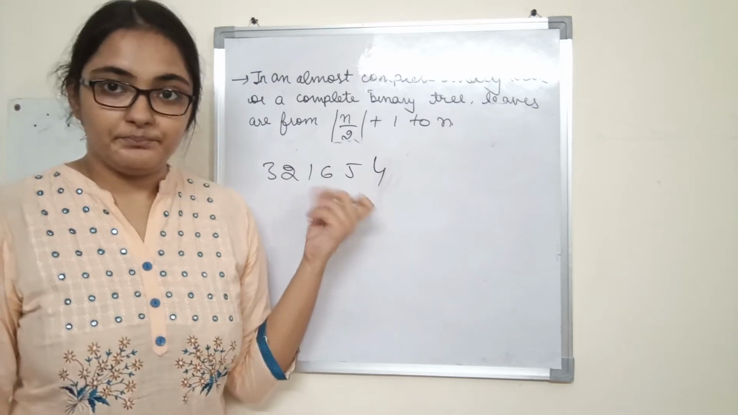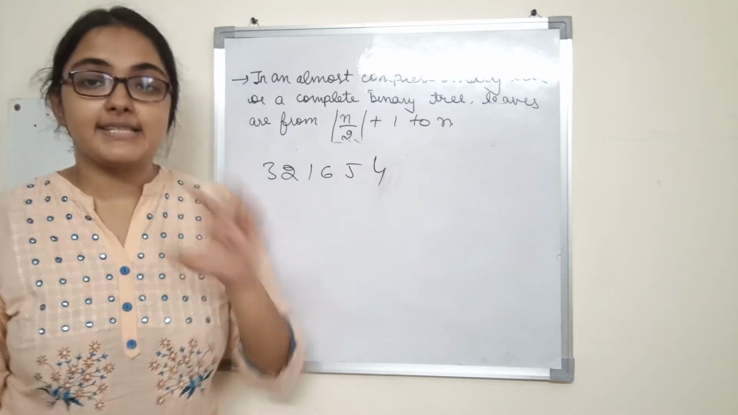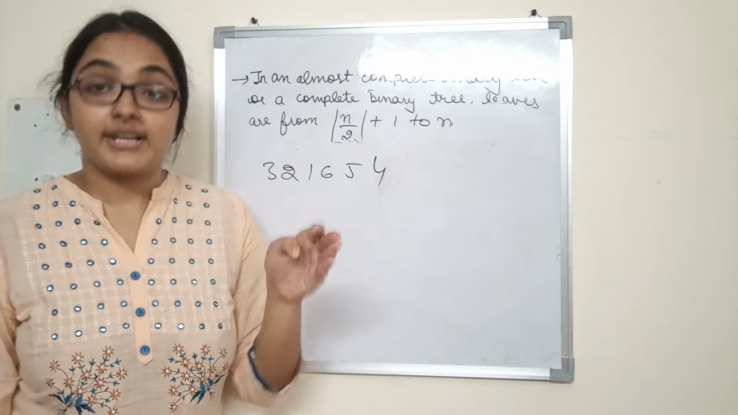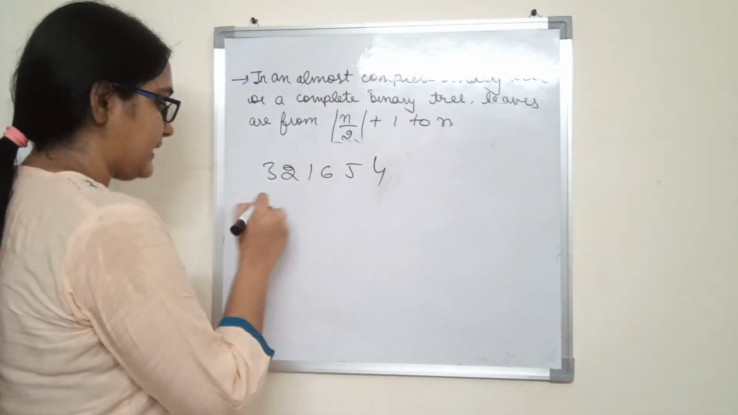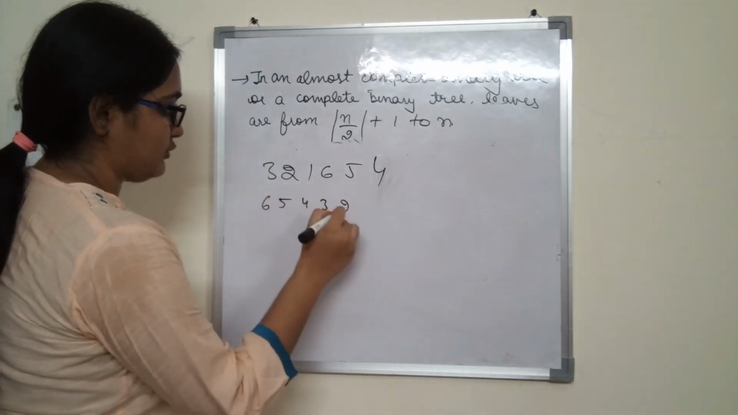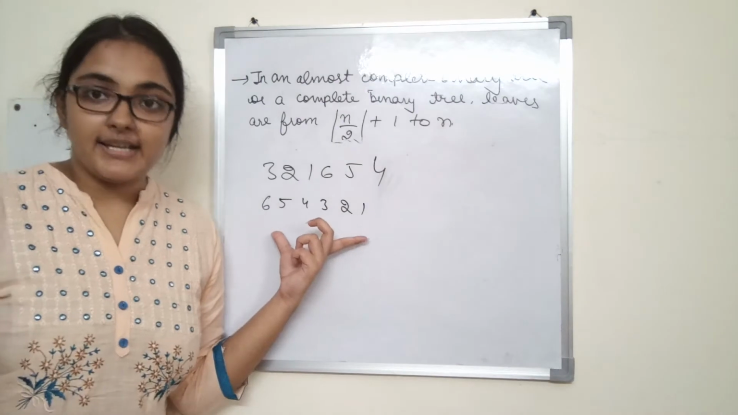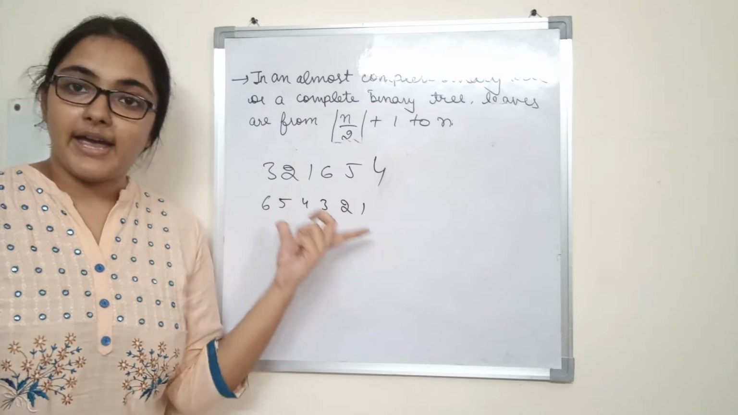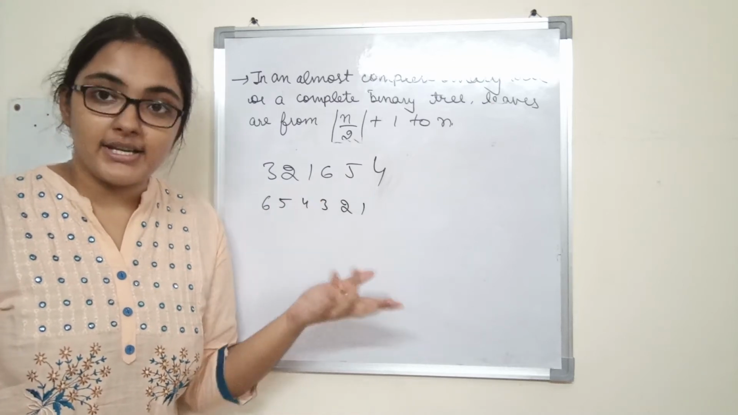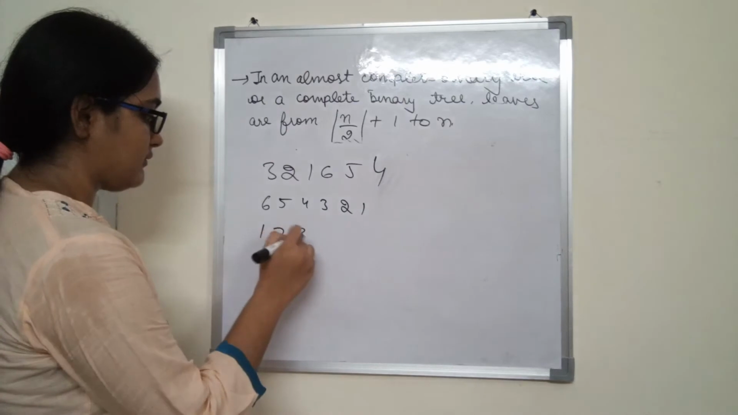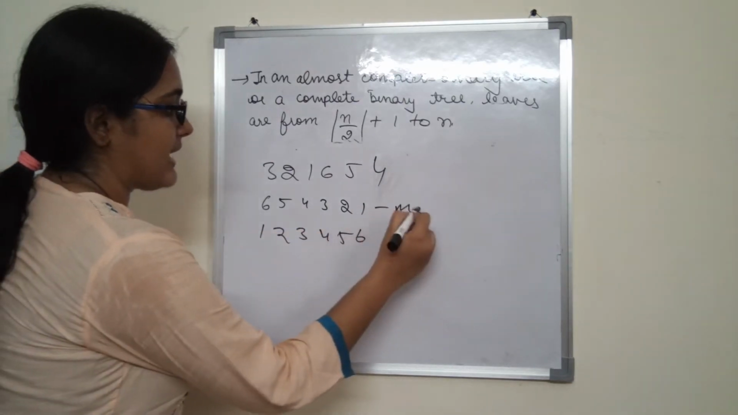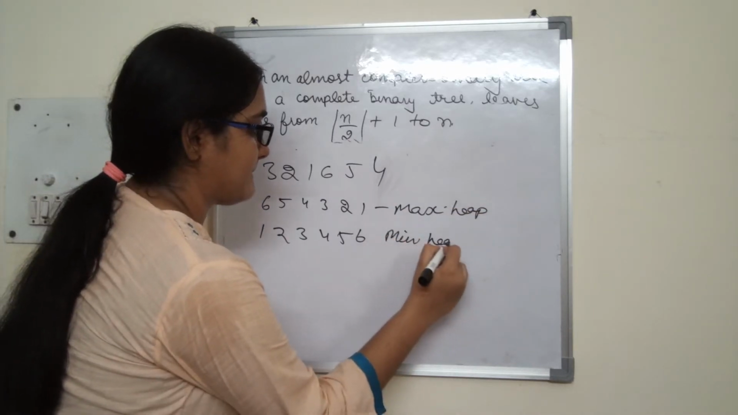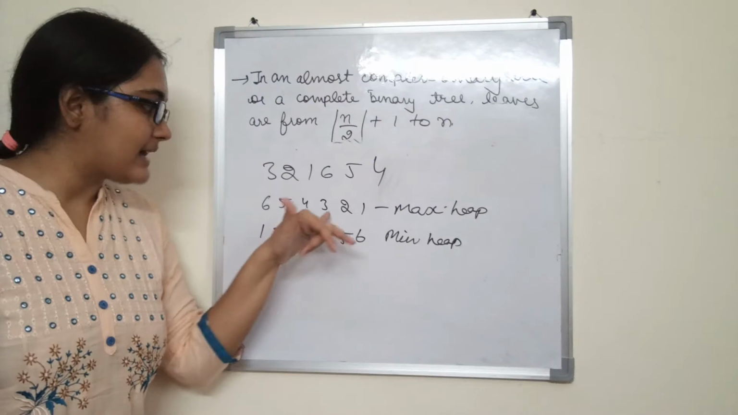Also I want to mention an important point, that is, if an array is sorted in a decreasing order or a non-increasing order, it is already a max heap. Let us say 6, 5, 4, 3, 2. This is an array sorted in decreasing order, so it is already a max heap. Also, an array sorted in increasing order or non-decreasing order is a min heap. This is max heap and this is min heap.